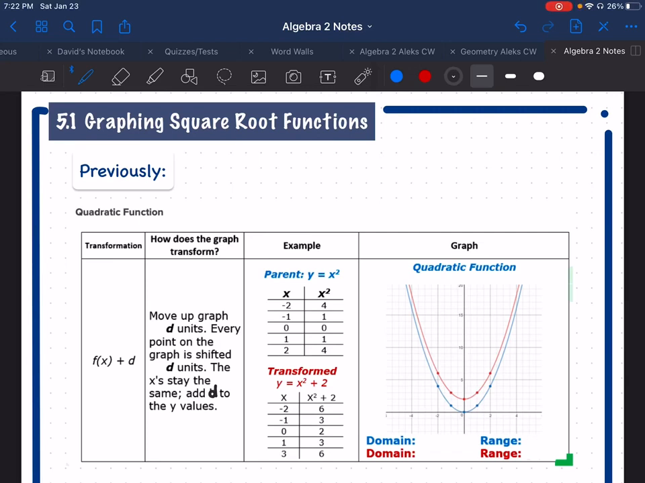Today's lesson is 5.1, Graphing Square Root Functions. Previously, we have talked about the quadratic function and how to graph it.